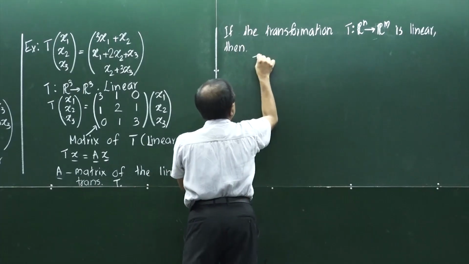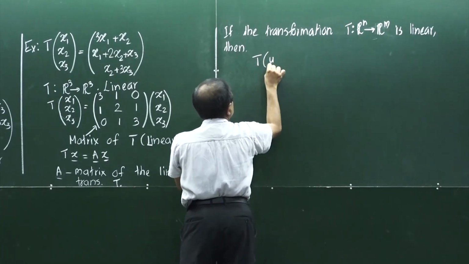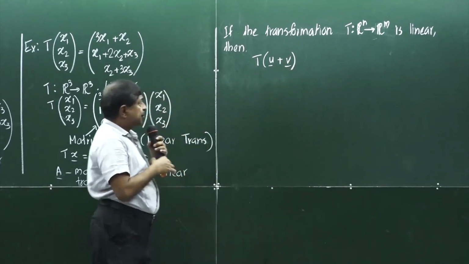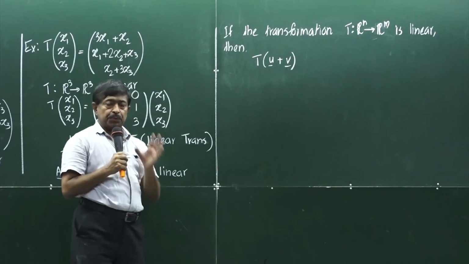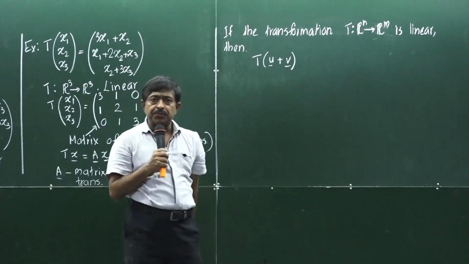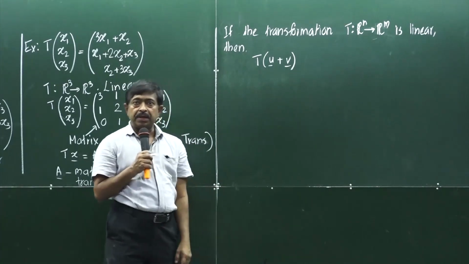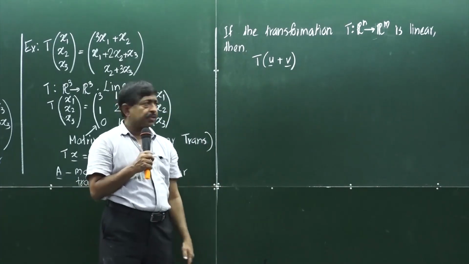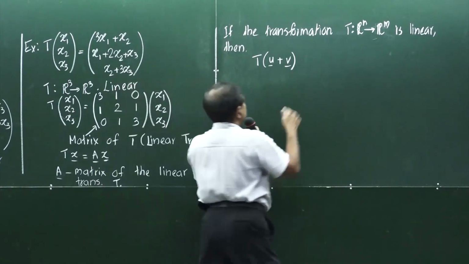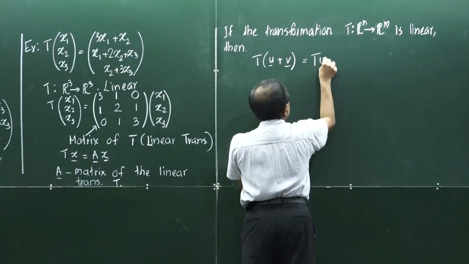You have this one. You choose two vectors. Now the first statement is for addition. I told you, it should preserve the very basic mathematical operations you learnt when you were in grade 1 and grade 2. That's all. That's what is meant by linearity. Addition should be preserved.